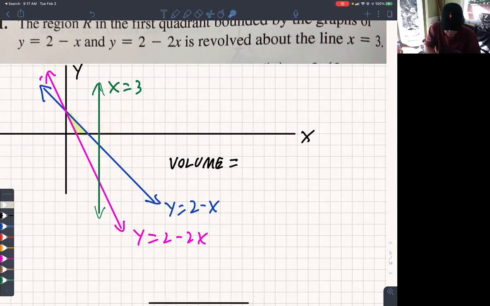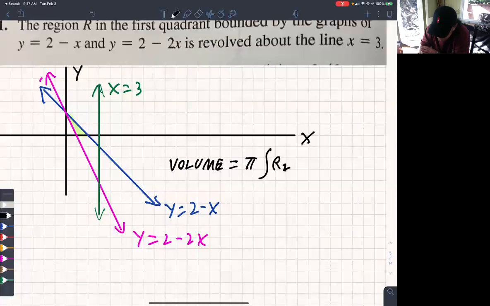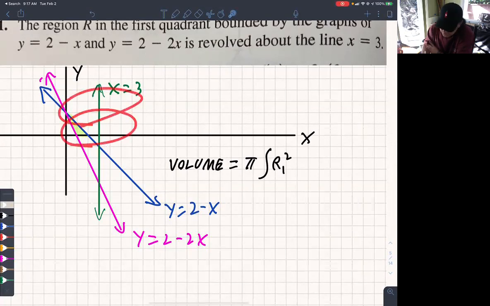Okay? So same setup. It's always going to be pi r squared because you're producing disks. Whenever you rotate, you're producing disks. So it's always pi r squared. We're going to go from 0 to 2. How do I know 0 to 2? Because it's first quadrant, that's 0. And we're going up to here, and we know that's 2 because that's where the lines hit the x-axis. So we're going to add up disks from 0 to 2.